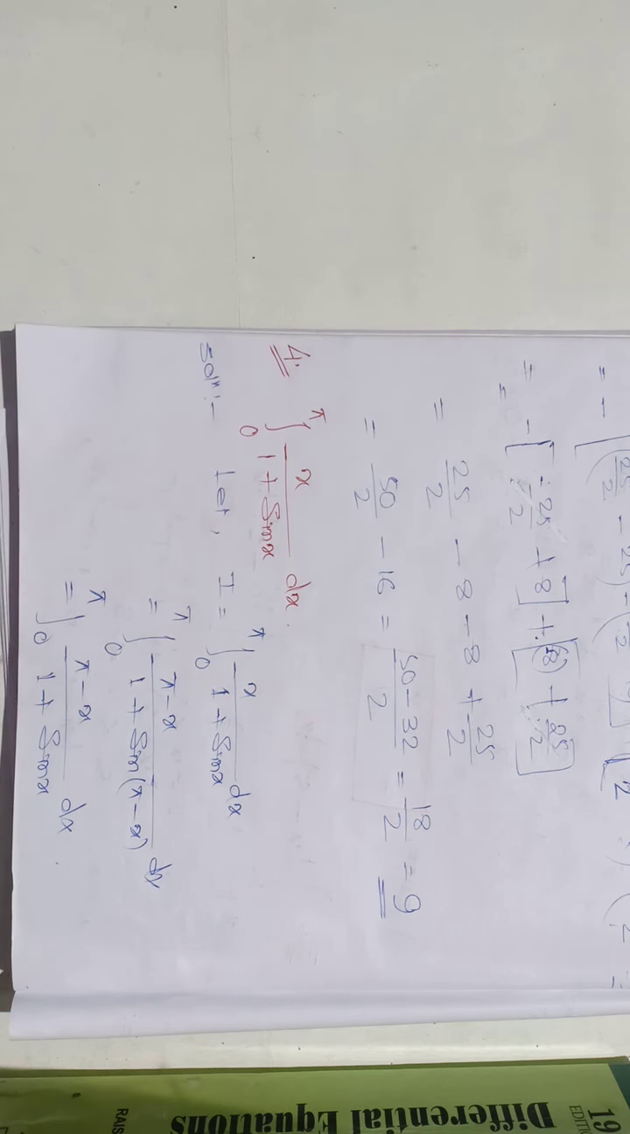Now using the properties, we have f(x) and f(a minus x), here a is pi, so pi minus x. 1 plus sine of pi minus x, so the integral from 0 to pi of (pi minus x), and 1 plus sine of pi minus x is 1 plus sin x only. So adding the two, twice I equals I plus I.